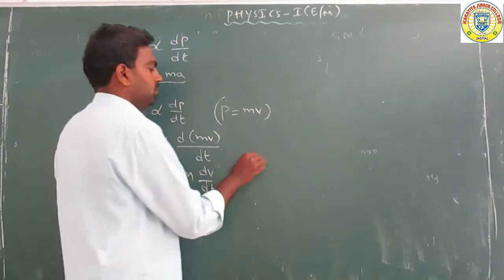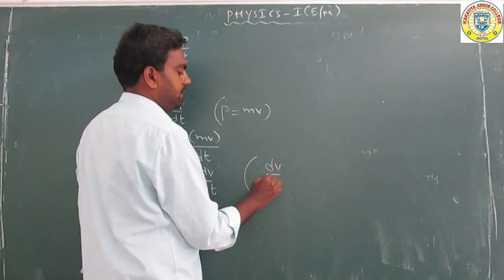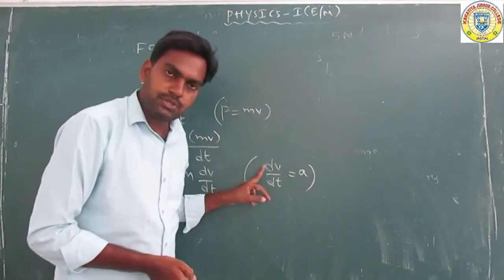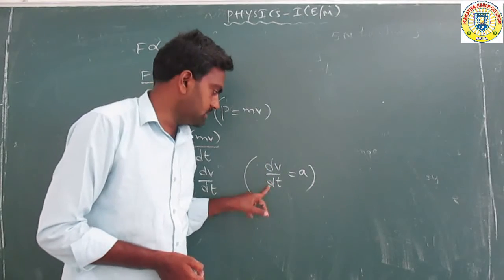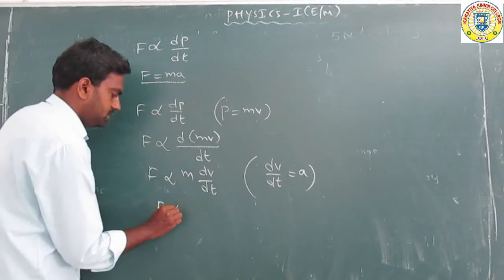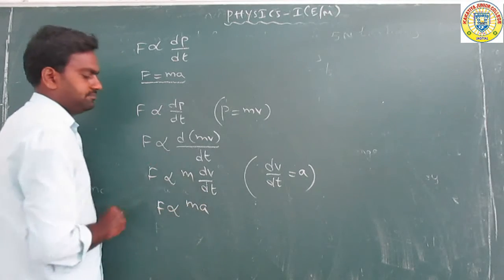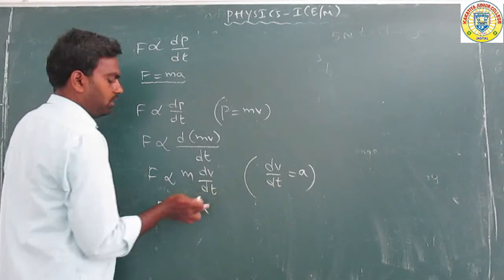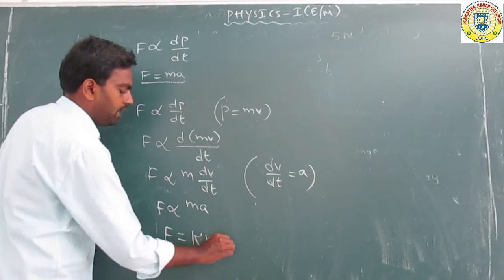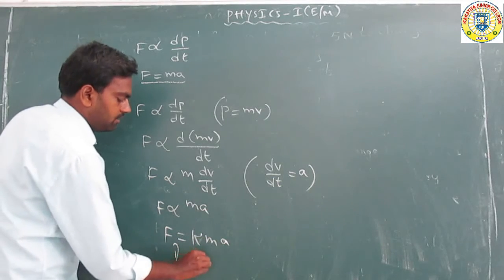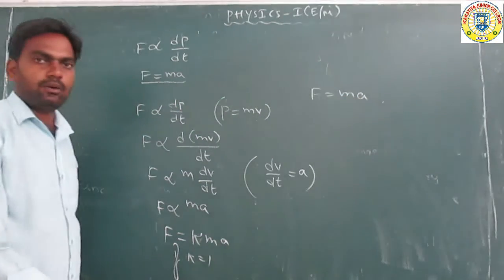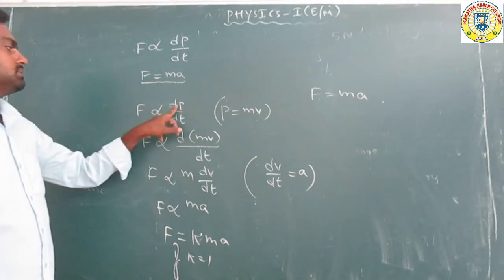The change in velocity, dv by dt, is equal to acceleration. Substituting, F is directly proportional to ma. The proportionality sign is replaced by a constant k, so F equals k ma. If k is equal to 1, F is equal to ma.